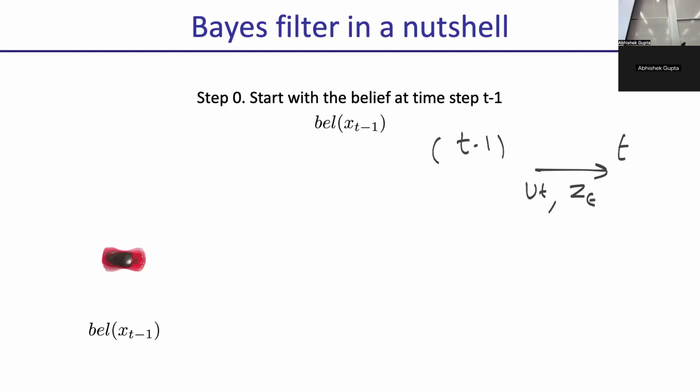And so we're going to break it up into two steps, one where you incorporate the action and then one where you take the measurement, right? You can think of it as: I was at time step t-1, I took an action, then I took a measurement, right? And so we're going to start by incorporating the action and then we're going to incorporate the measurement.